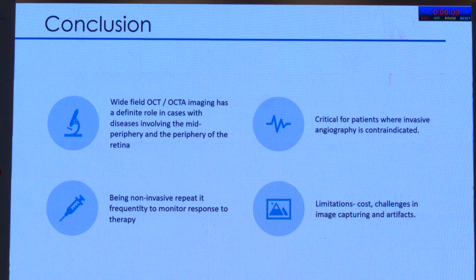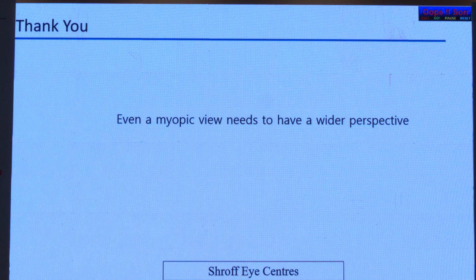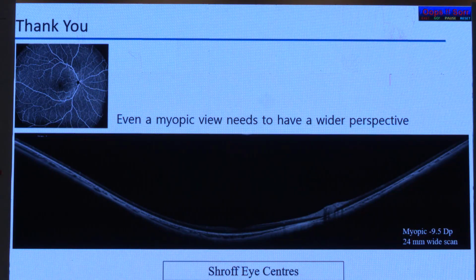So to conclude, I think wide field imaging has really changed the way that we have defined a few diseases, not all. But yes, it is a modality which is non-invasive, so it can be repetitive. But understanding the images, sectioning, and artifacts is extremely important. So I'd like to close with my line that even a myopic view needs to have a wider perspective, and hopefully very soon we'll have scans like these. Thank you.